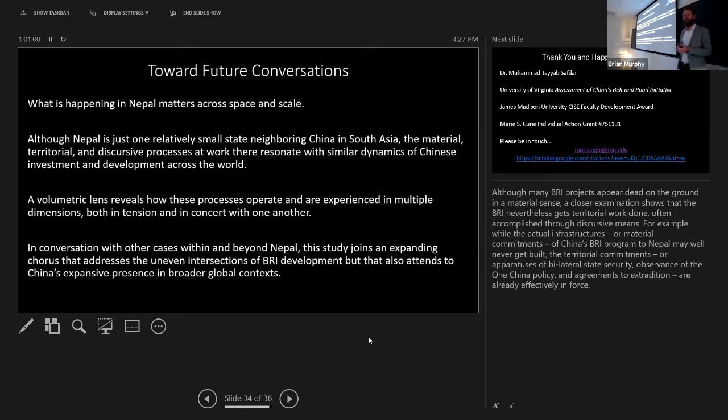Although just one relatively small state neighboring China and South Asia, the material, territorial, and discursive processes at work there resonate with similar dynamics of Chinese investment and development across the world. So I think a volumetric lens can help us reveal or consider more critically how these processes operate in our experience in multiple dimensions, both in tension and in concert with one another.